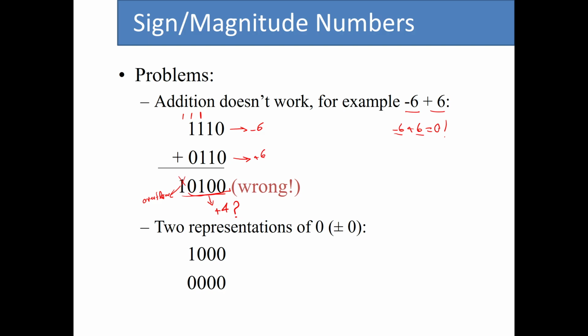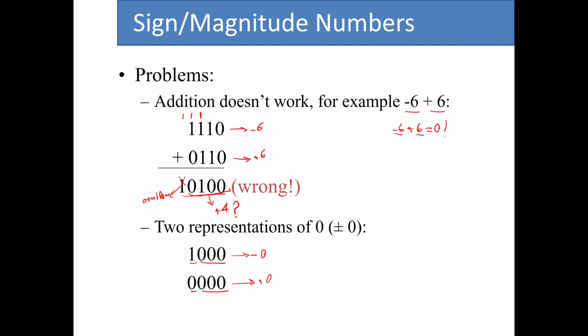There's another problem with sign magnitude numbers, and that is there are 2 representations for 0. Again, let's assume this is a 4-bit sign magnitude number. As I said before, the most significant bit is the sign bit, and the rest are the magnitude bits. The magnitude for these 2 numbers is 0. However, the sign bit for one is 1 and for the other one is 0. So this is basically negative 0 and this one is positive 0. But we don't have such a thing as positive 0 or negative 0. We only have one 0. So this is the second problem with sign magnitude numbers.